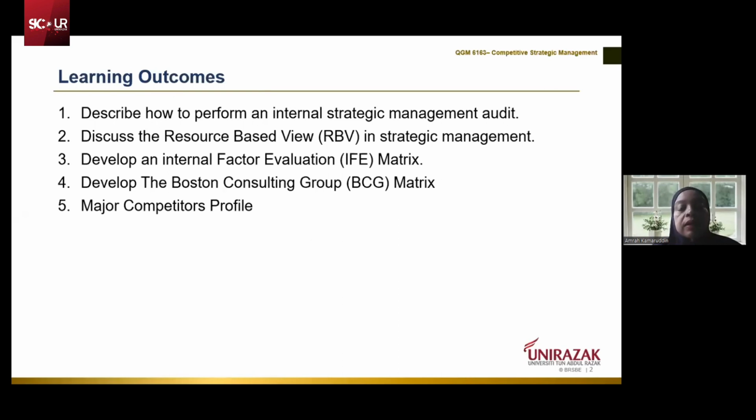Okay, and last week we discussed EFE. Now we discuss IFE, the internal factor evaluation. So you have to zoom in and look into the strengths and also the weaknesses. Last week we looked at the external, which is the opportunities and threats. It is the same weightage, the same template and format, but we just focus on the strengths and the weaknesses.